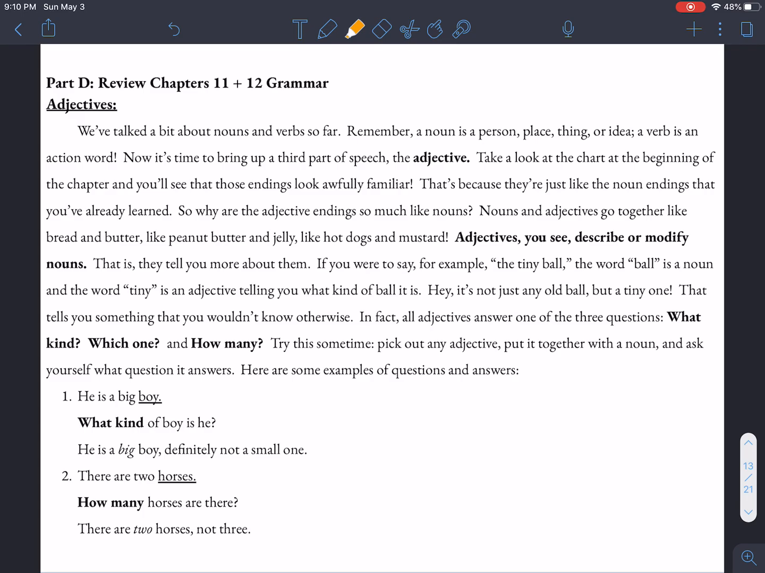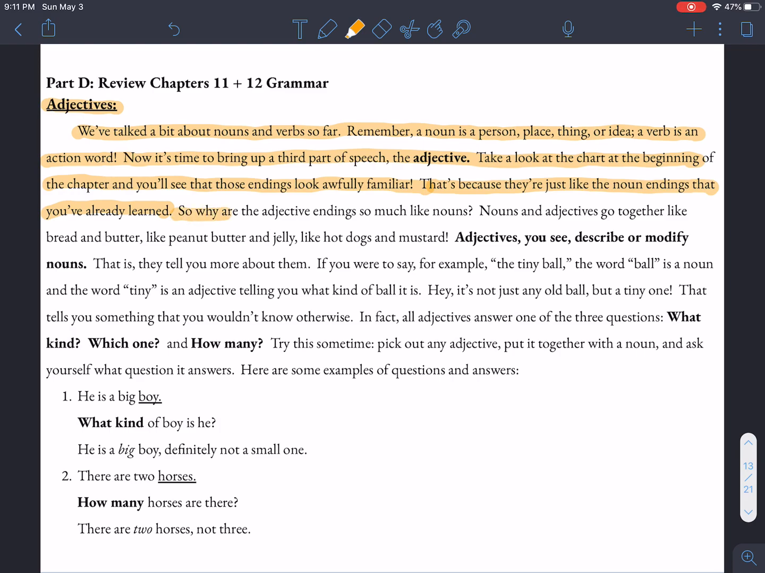Adjectives. We've talked a bit about nouns and verbs so far. Remember, a noun is a person, place, thing, or idea. A verb is an action word. Now it's time to bring up a third part of speech, the adjective. Take a look at the chart at the beginning of the chapter, and you'll see that those endings look awfully familiar. We're not going to go back and look at the endings just now, because they're just like the noun endings that you've already learned. So now you see why we're not going to go back and look at the adjective endings, because they're the same as the chant that we did like 5 seconds ago.